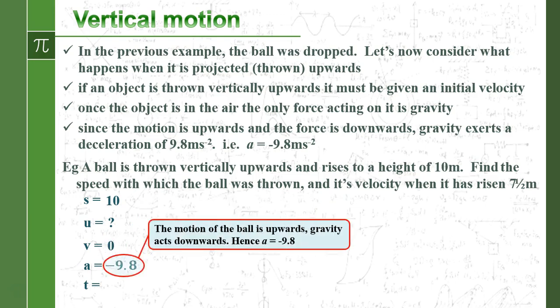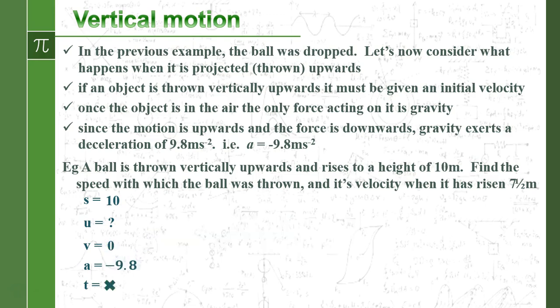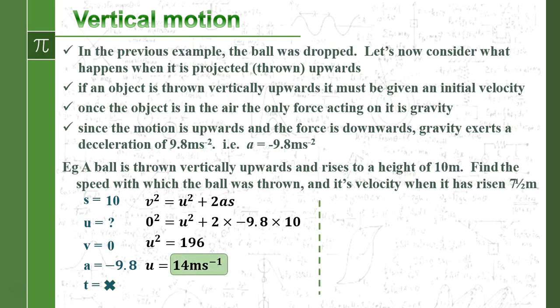Right, we've got acceleration, minus 9.8. I'm modelling this as upwards being the positive direction, so acceleration is downwards, so therefore I've got a equals minus 9.8, and t is the thing we don't know. So we've got to pick an equation. It's the one that doesn't involve t, so that's v squared equals u squared plus 2as. Chuck in my values and do a bit of solving, and there we go. We can see that when the ball was thrown upwards, it was initially moving at a speed of 14 meters per second.